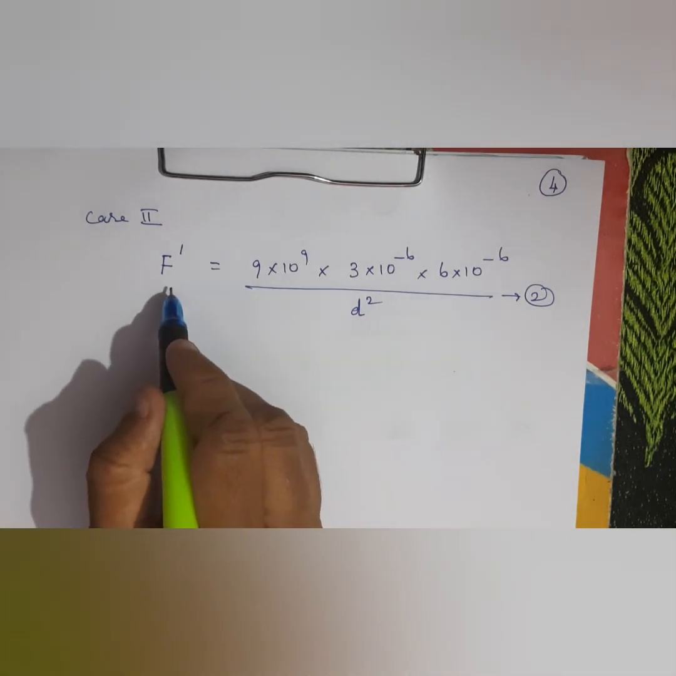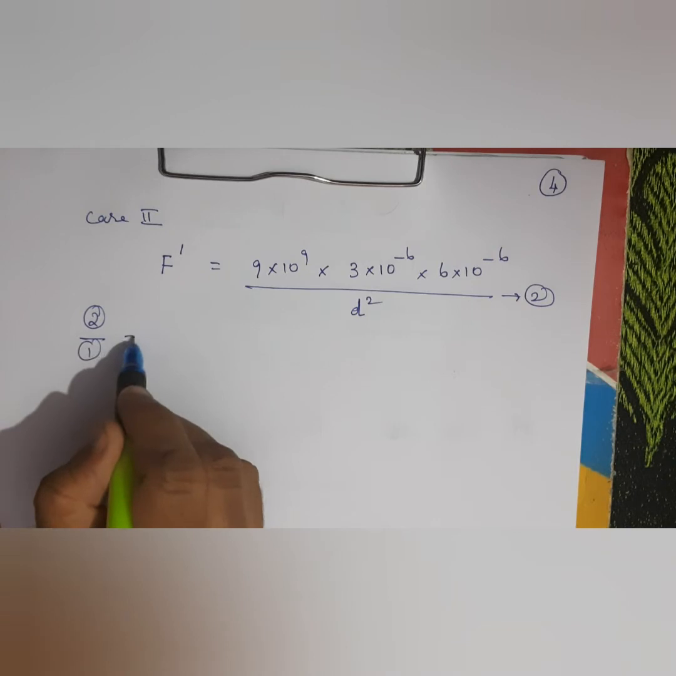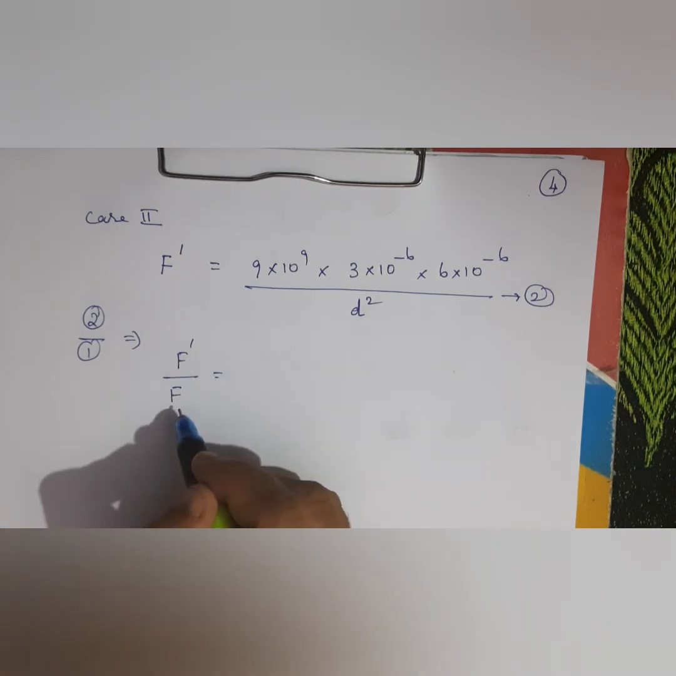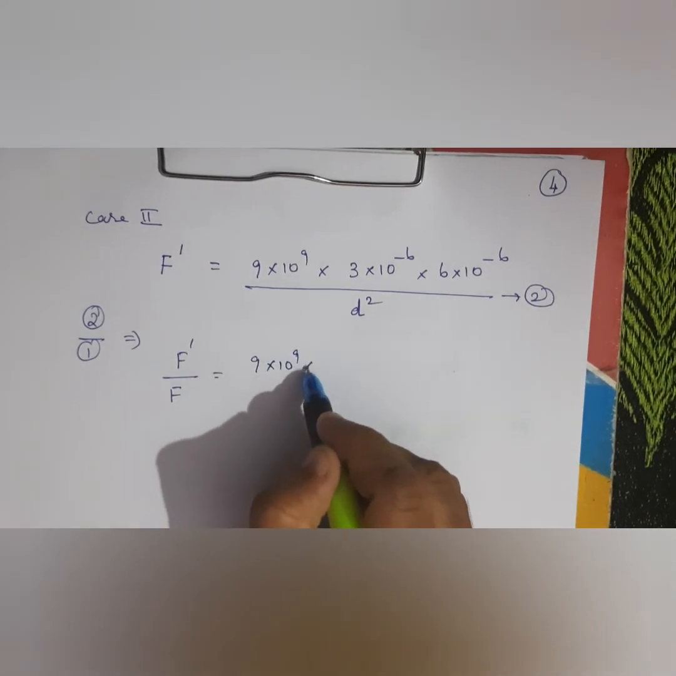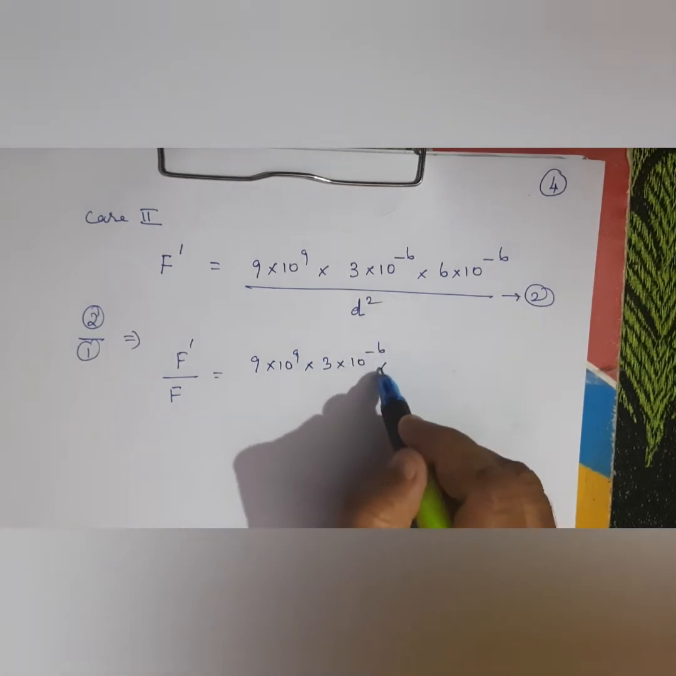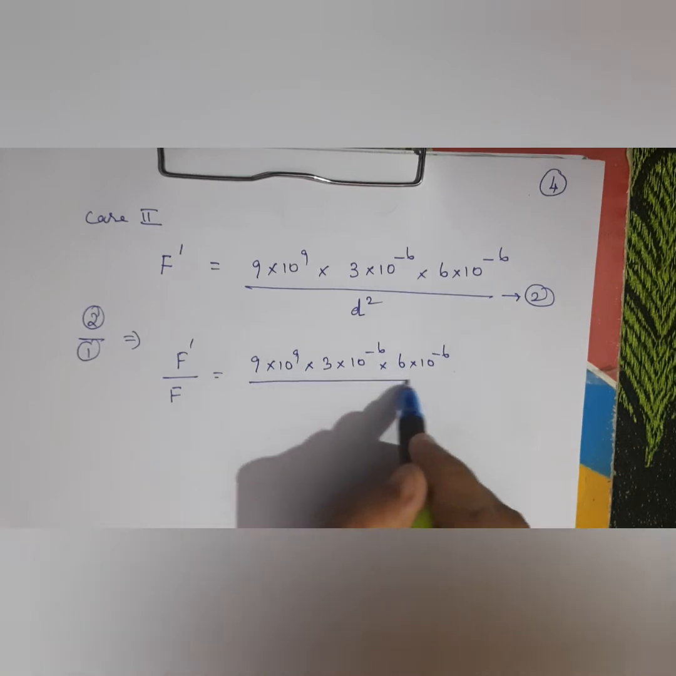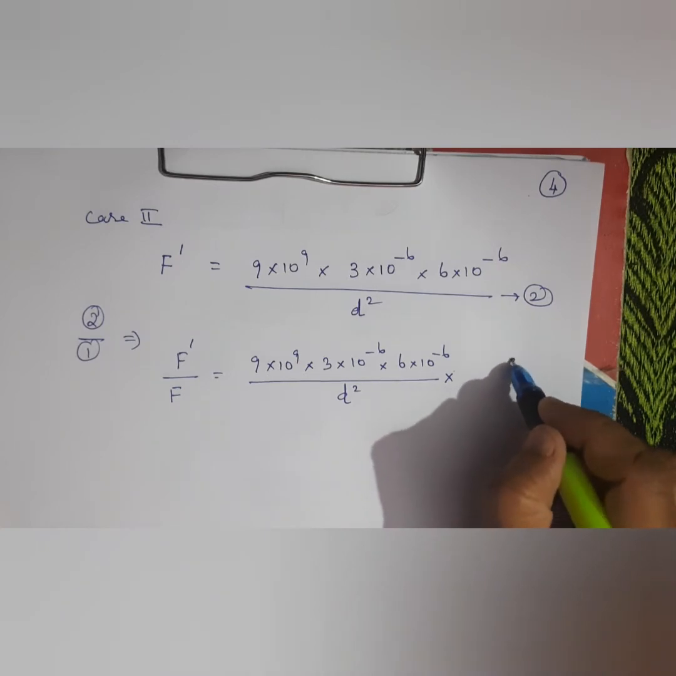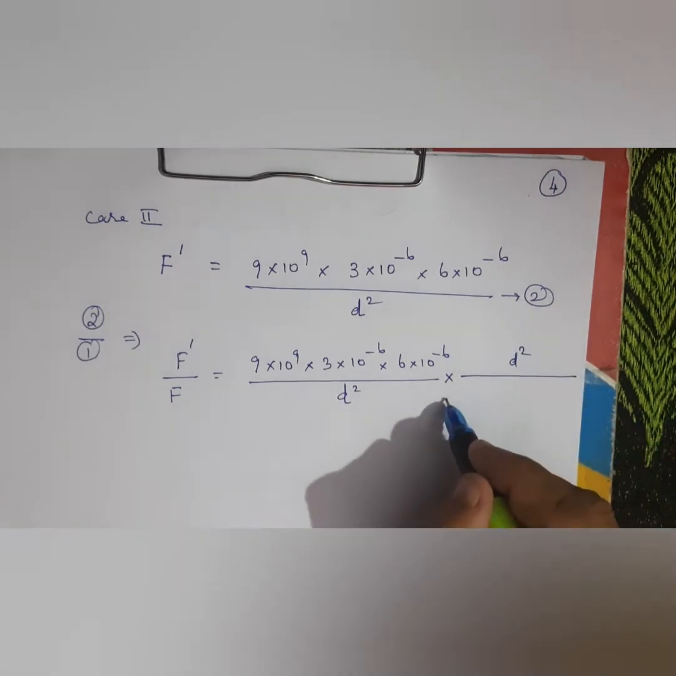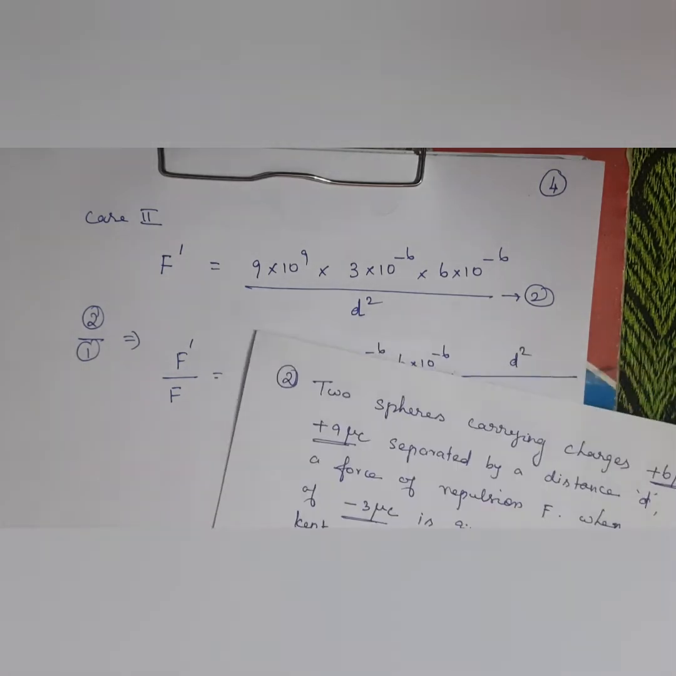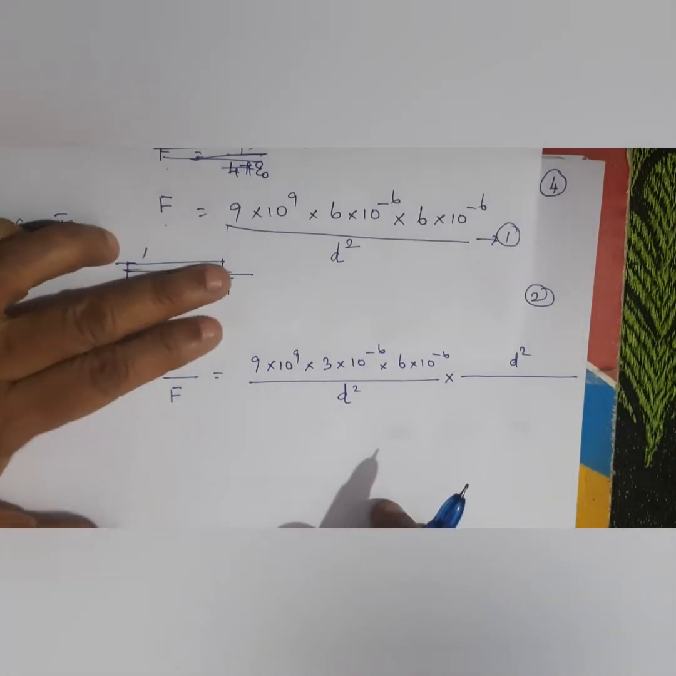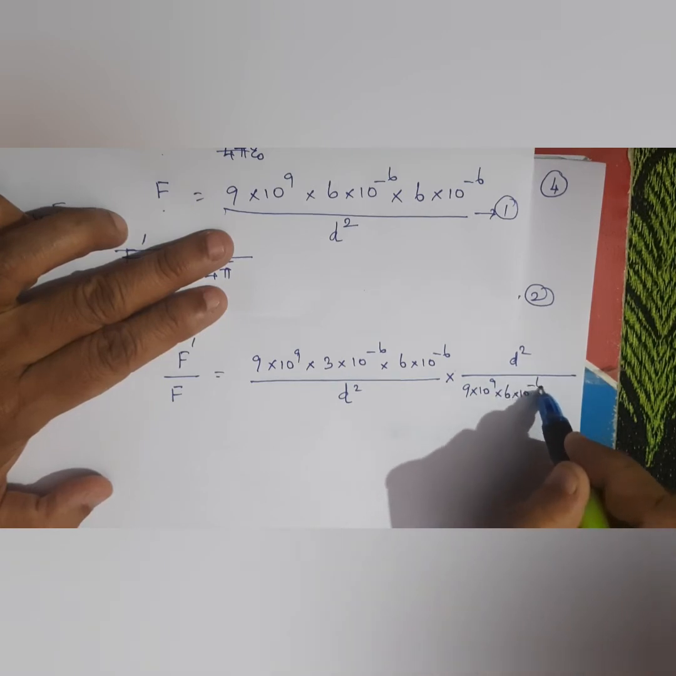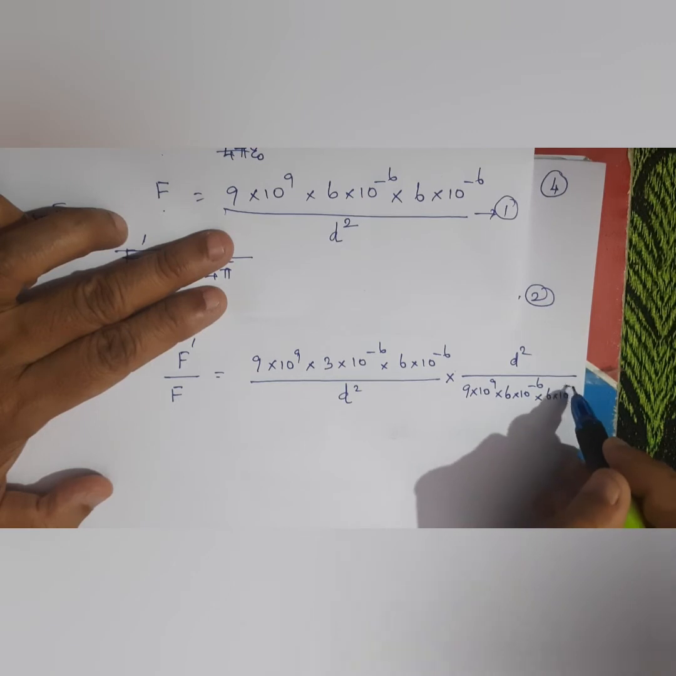Now you find out F dash. So equation 2 divided by 1. So F dash value, F dash divided by F on the left hand side, 9 into 10 to the power of 9, 3 into 10 to the power of minus 6, 6 into 10 to the power of minus 6 divided by d squared. F dash value, capital F value, d squared divided by 9 into 10 to the power of 9, 6 into 10 to the power of minus 6, 6 into 10 to the power of minus 6.